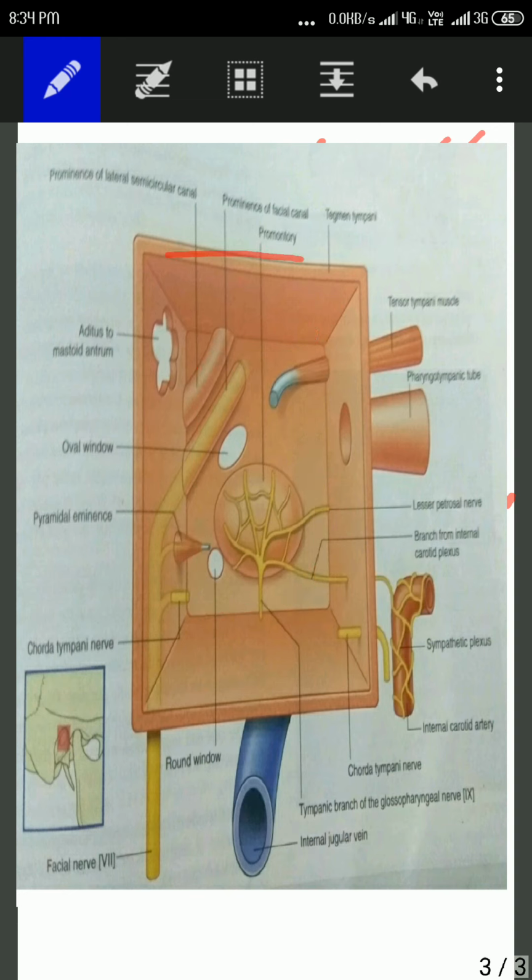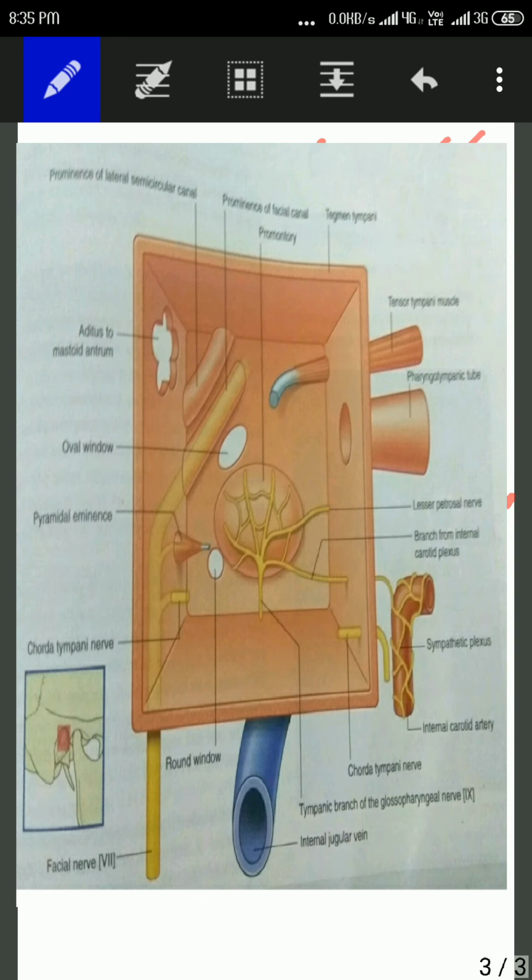The roof of the middle ear is very simple. It is made up of thin plate of the bone which is tegmen tympani. This is the tegmen tympani. And the floor of the middle ear, it does not consist of a vein, but it is related to a vein, that is internal jugular vein. Here we can see the internal jugular vein. So guys, here we have completed the middle ear walls.